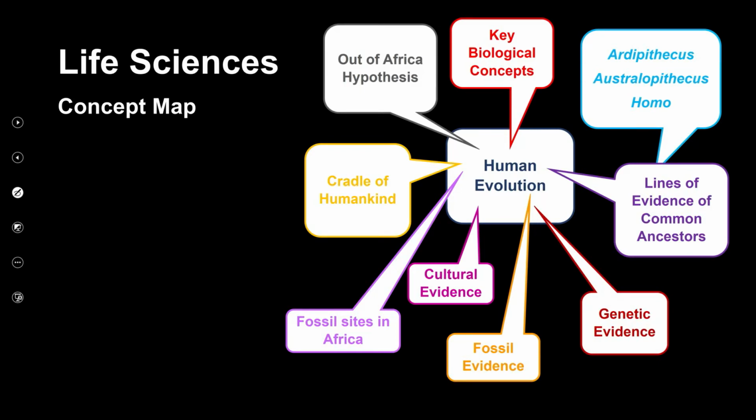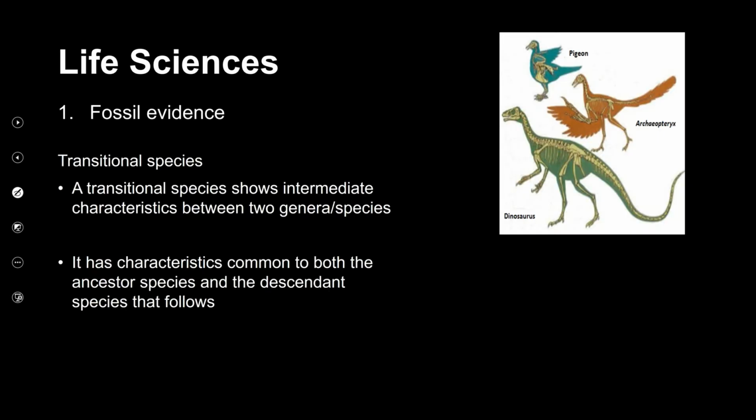We've had a look at the biological concepts. We've had a look at our lines of evidence, our different species. We're now going to have a look at the various forms of evidence that we have for human evolution. First of all, we're going to have a look at fossil evidence, and we're going to talk about transitional species.